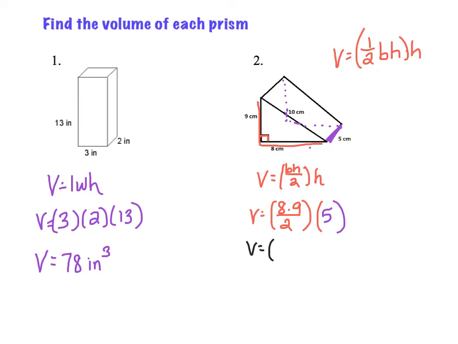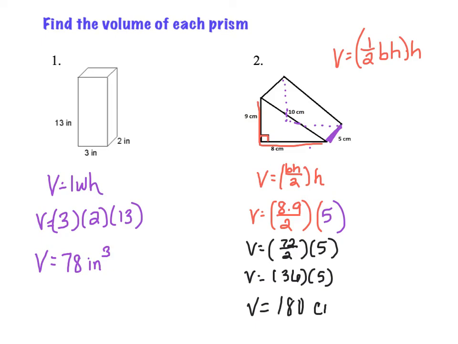So this 5 connects the front triangle with the back triangle. Go ahead and multiply it out. 8 times 9 is 72 over 2 times 5. So I get 36 times 5, and my volume comes out to be 180 cubic centimeters. Great job if you got these correct, and make sure before you move on that you correct any mistakes.